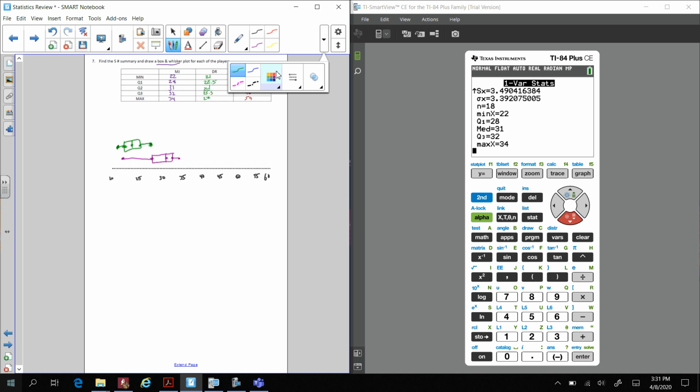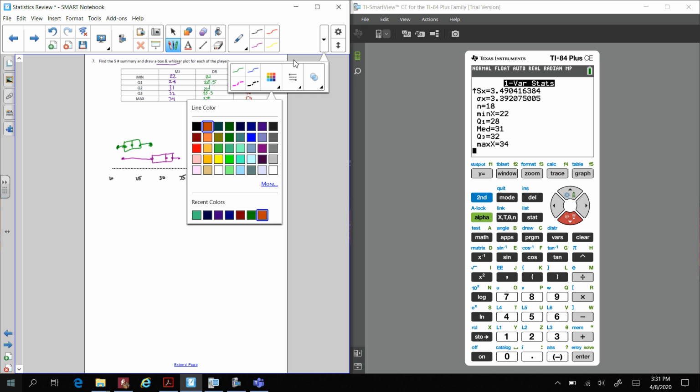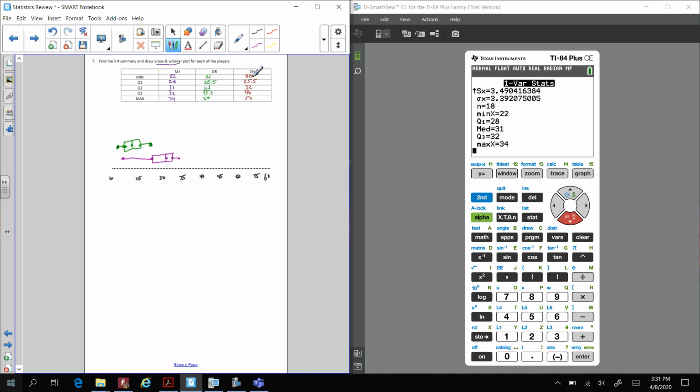But then we'll go up here to Charles Barkley. We had a minimum of 20 points. He had the least. Q1 is 25.5. Middle term, 32. 46 was Q3. And 59 was his max.